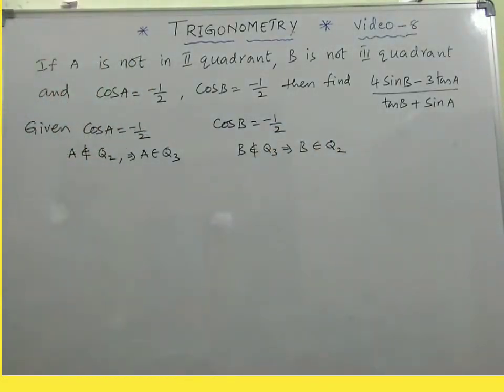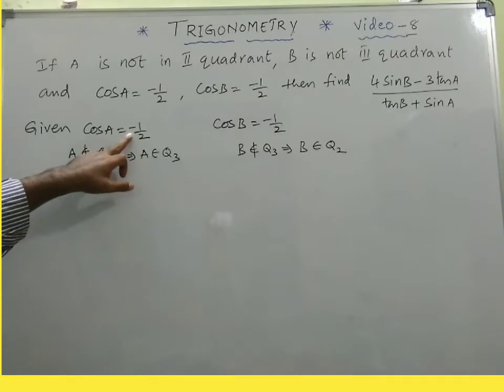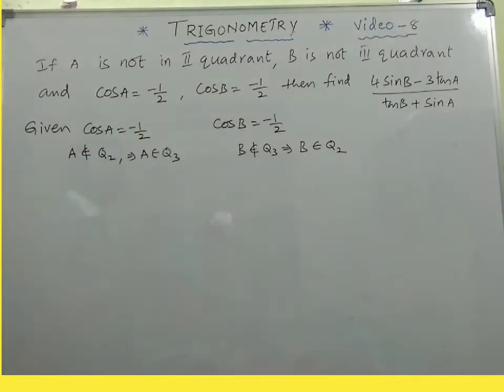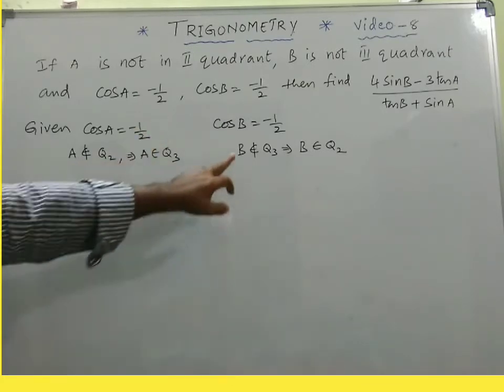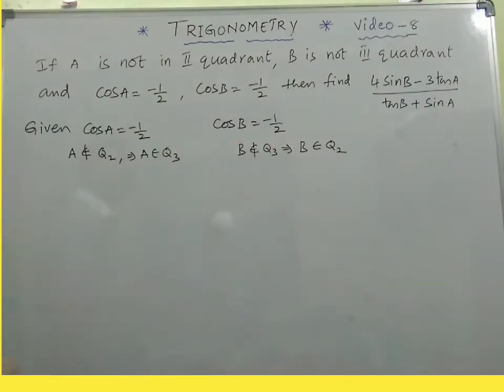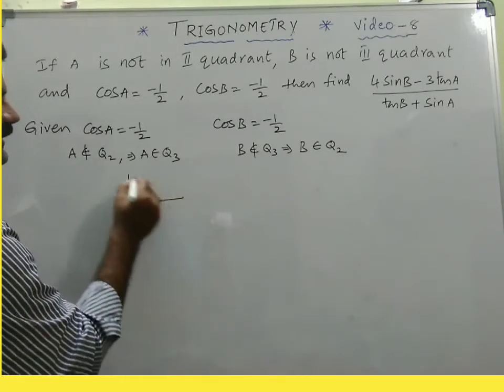Do you understand this point? So cos A is negative, cos B is also negative. Cos is generally negative in the second quadrant and third quadrant. Given that capital A does not belong to Q2, it must belong to Q3. Similarly, given that B does not belong to Q3, B must belong to Q2. Okay, fine. Now as usual, we can go with a right angle triangle.